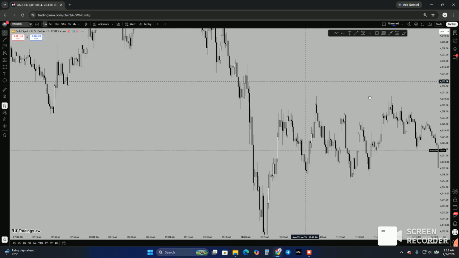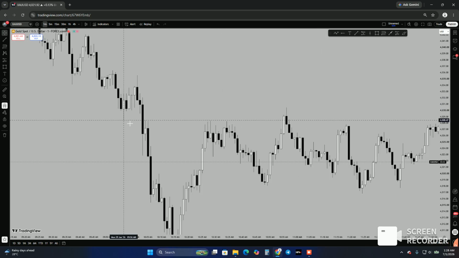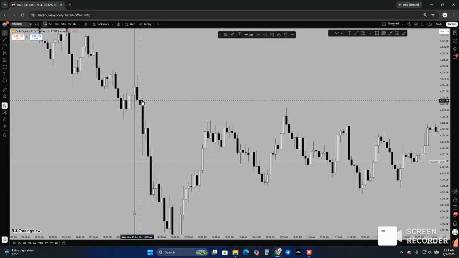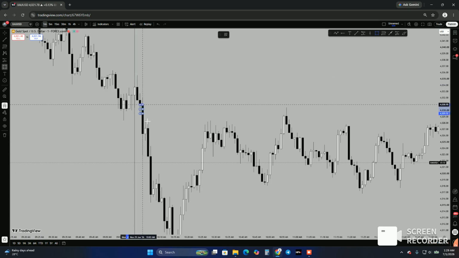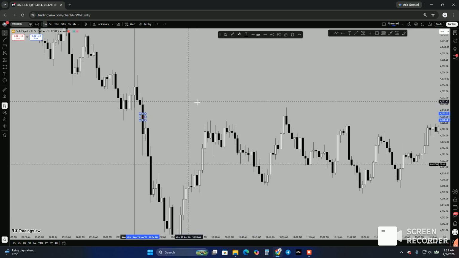So we have the 10 a.m. open. So this is the 10 a.m. open. Is there any gap? No. So we can see the first gap here. This is the first gap. I would like to color it orange.